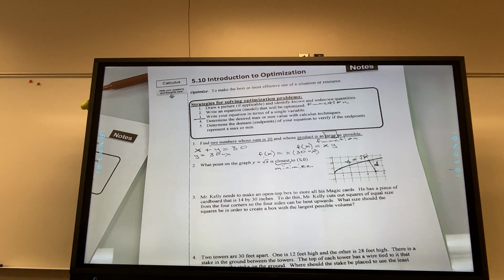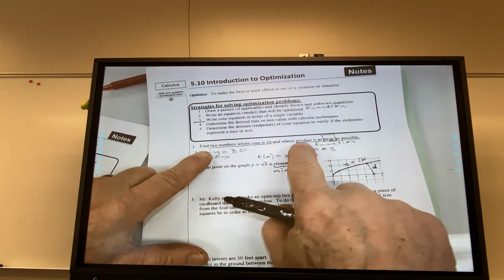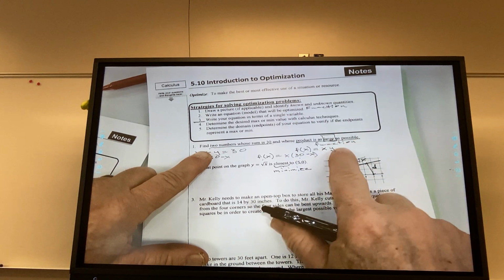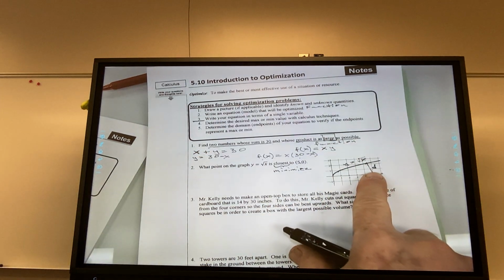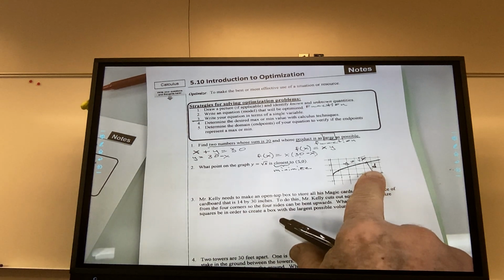And unlike this one where they actually tell you, take two numbers, add them together, make 30, multiply two numbers, make it as large as possible. Here I want this distance to be as small as possible, correct? I want to minimize that distance.